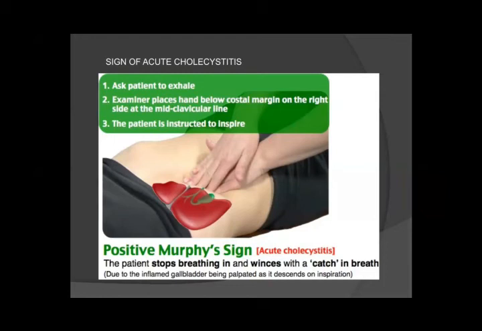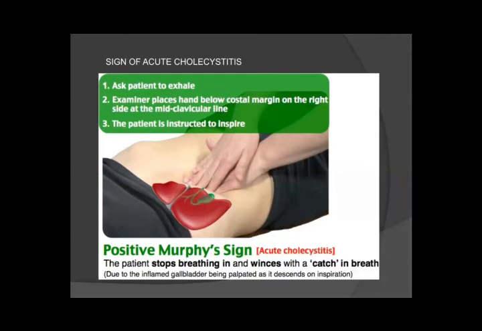The inflamed जगह है. So once you did that maneuver, what happened was you irritated that area, and because of the irritation, the patient has stopped breathing, caught his breath and winced, मतलब expressed pain in that region specifically. ठीक है ना?